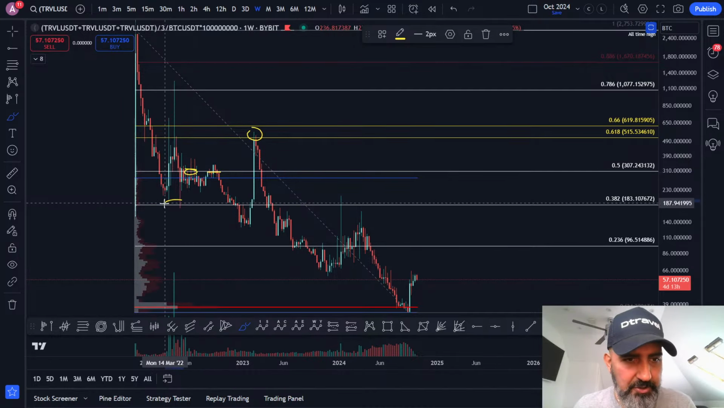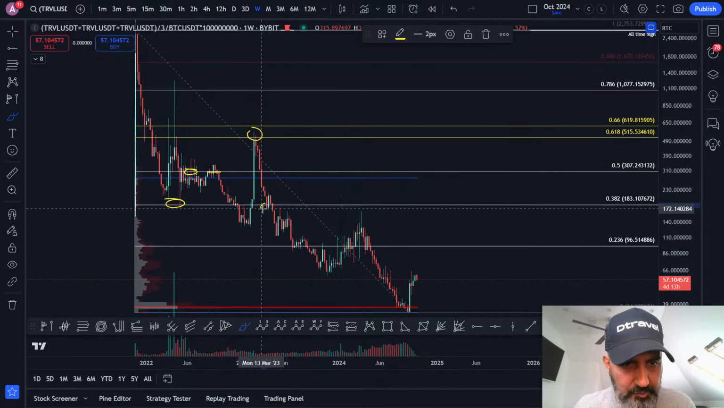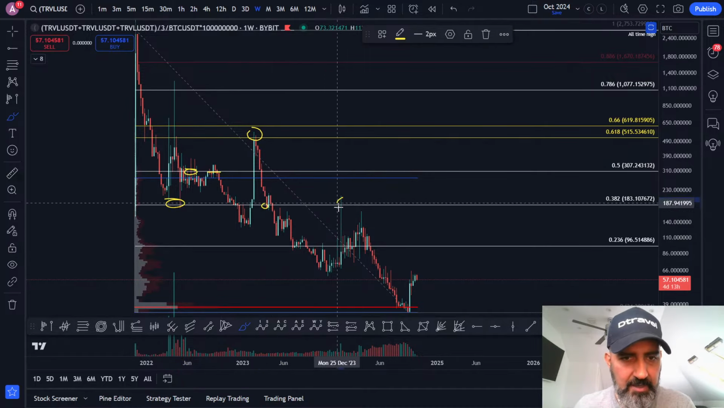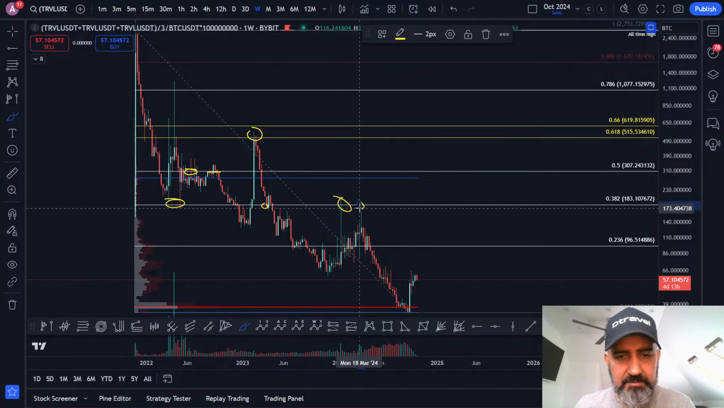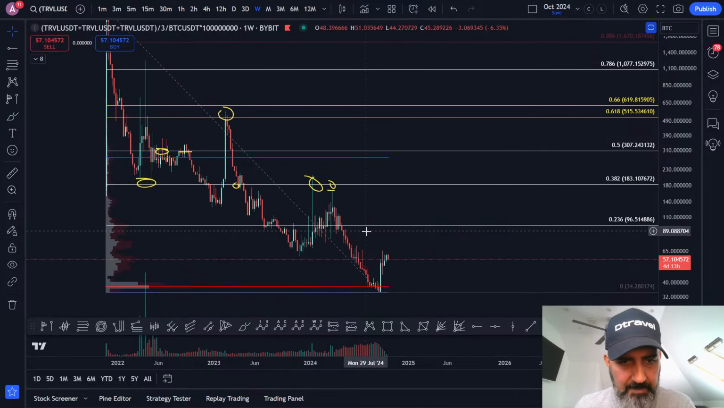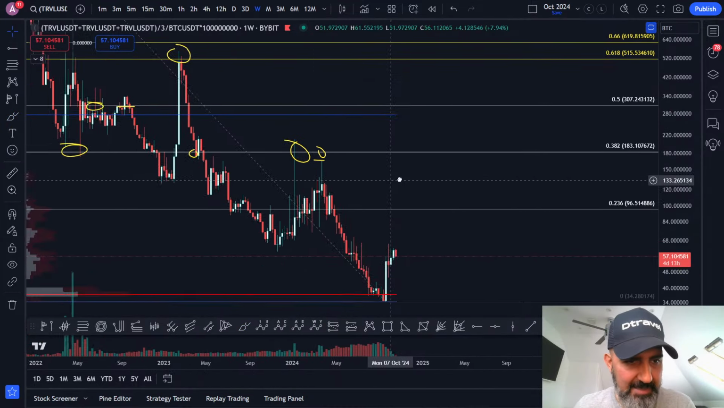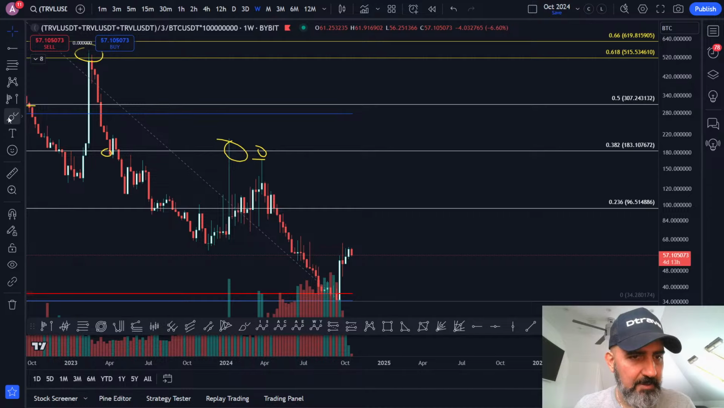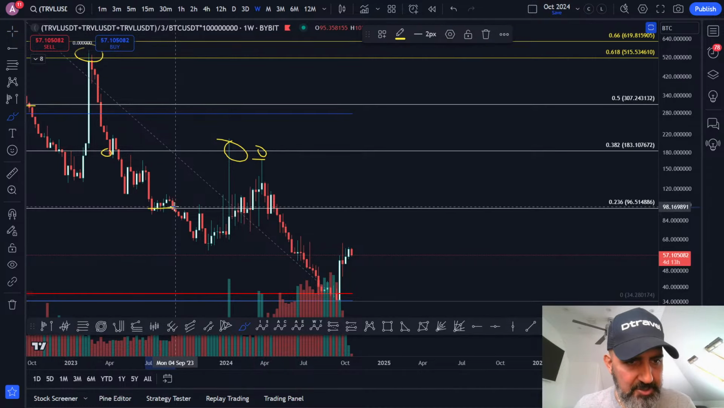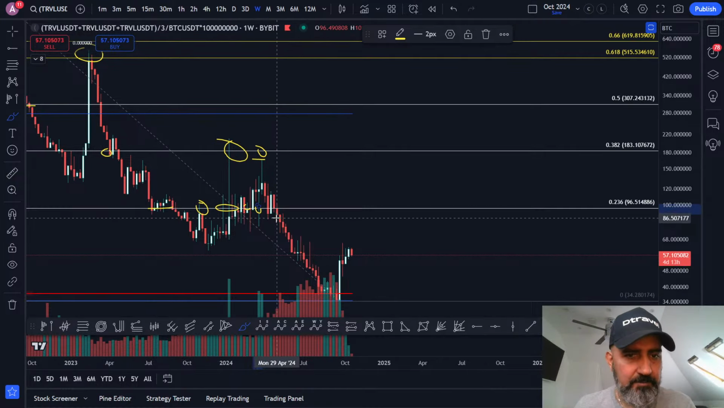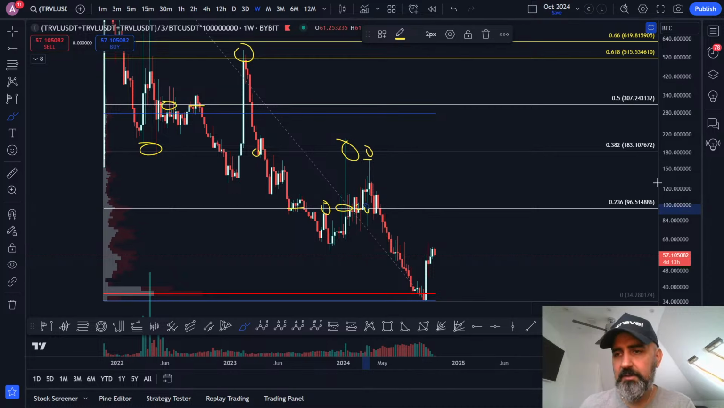The 382, well, you've got support there. It falls through, comes back up, tries to find support, doesn't make it. Resistance and kind of a front run resistance there. 236, again, it's a little bit in and around. Potentially support, potentially resistance, fake out, resistance, support, and then whatever.